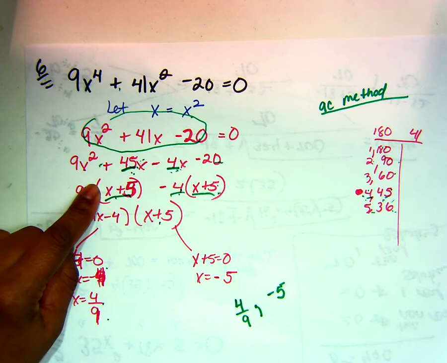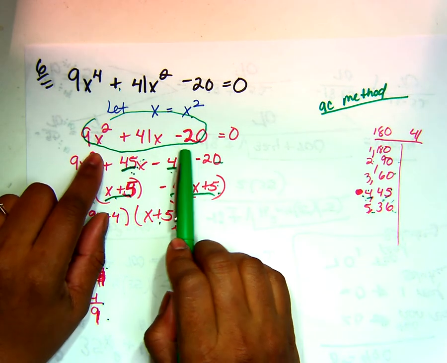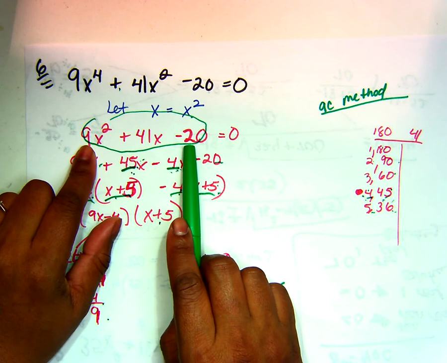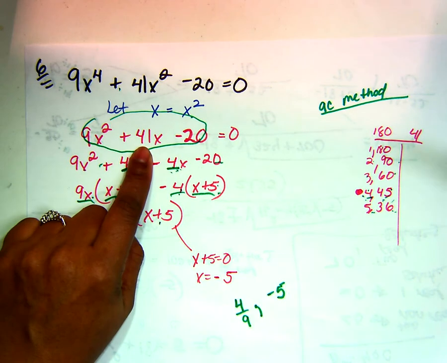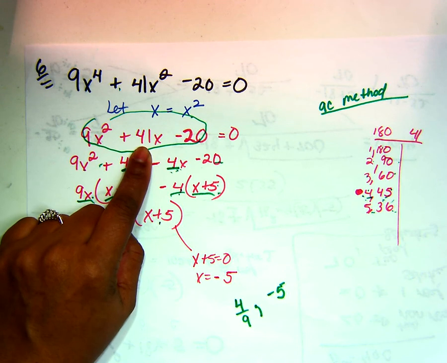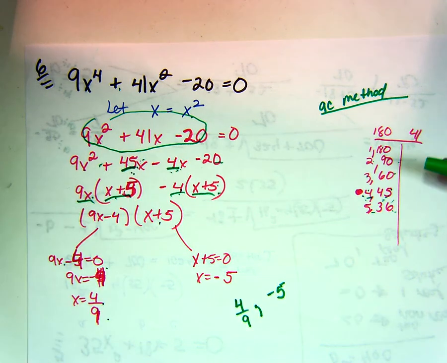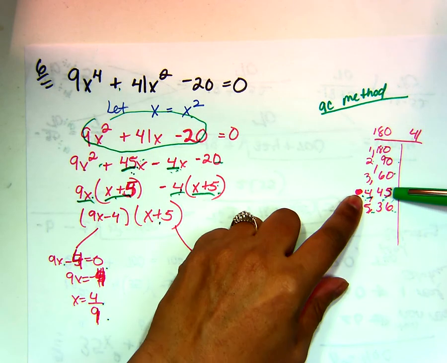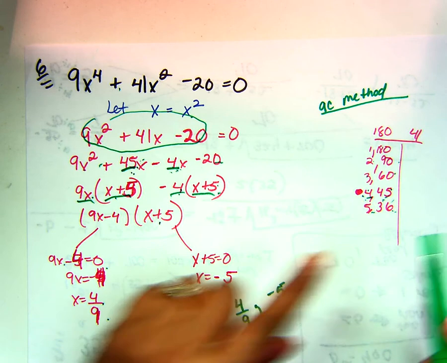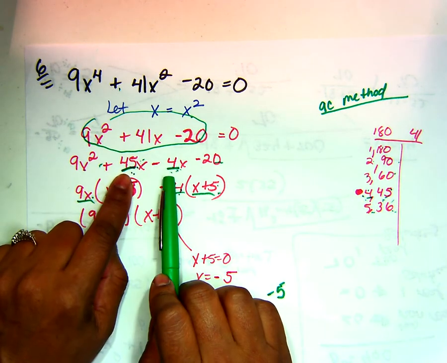Using the AC method, we're going to use grouping. So 9 times 20 is 180. What factors of 180 can give me a sum of 41? So I listed them all down right here. 1 times 180, 2 times 90, 3 times 60, 4 times 45, 5 times 36. It could be some more, but I stopped because we still can do 10 times 18. And again, the reason why I stopped, that one right there gives me 41, because 45 minus 4 gives you 41.